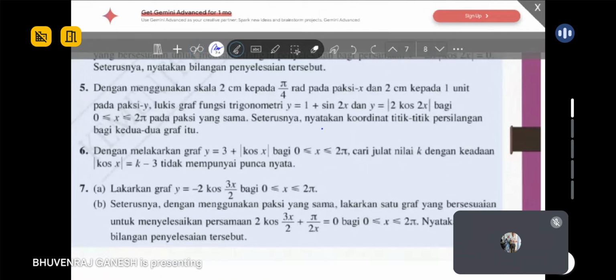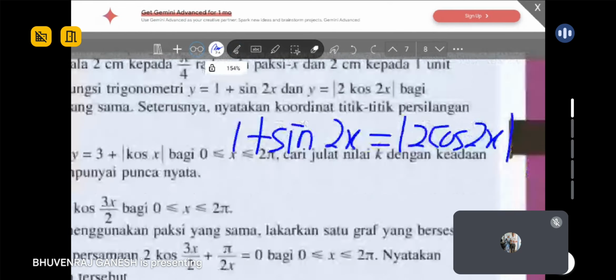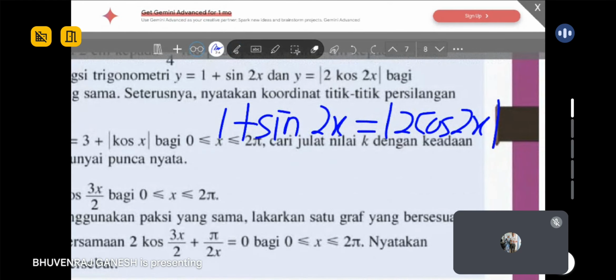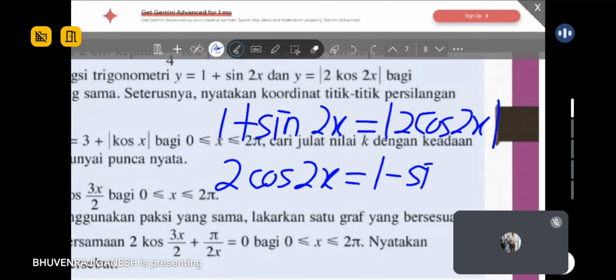So you have 1 plus sine 2x equal to modulus 2 cos 2x. Kamu kena selesaikan persamaan ni untuk dapat nilai x. You just need to solve the equation. So macam mana selesaikan? How to solve? Very simple. Okay, kamu kena pecahkan modulus dululah. Okay, you need to break the modulus. So pecahkan, so you can have positive, negative. Okay, kamu akan ada dua pilihan.